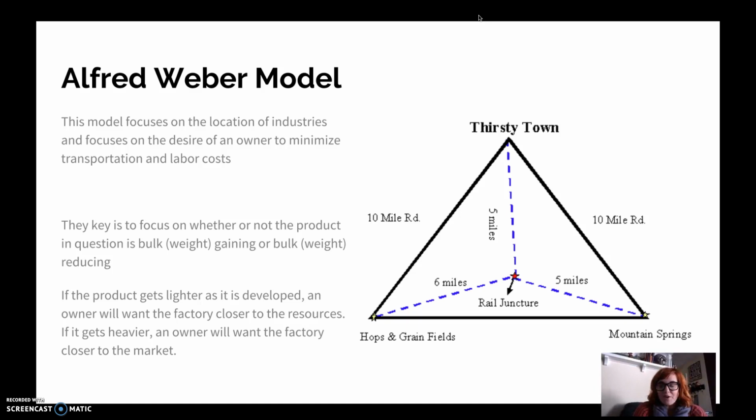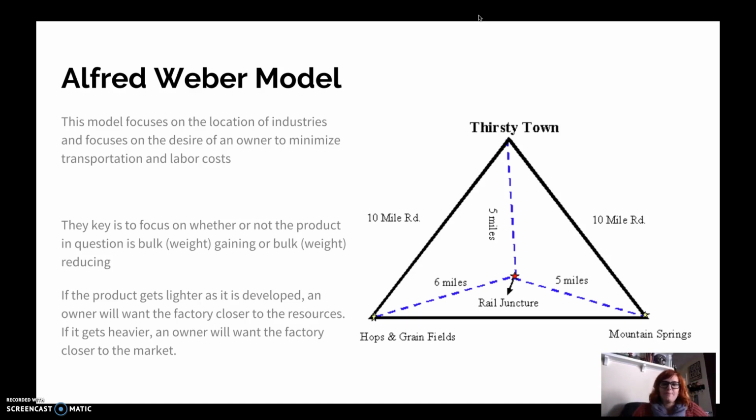Okay, so the model focuses on the location of industries and focuses on the desire of owners to minimize transportation costs, okay? So very much like von Thunen, we're looking at transportation costs with Weber, but Weber isn't looking at agricultural land use, they're looking at locations of industries, okay? So big difference, and you always want to write down why Weber's different than any other model, like what it's looking for specifically.